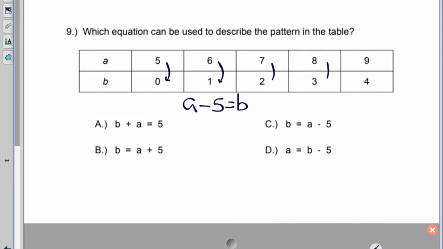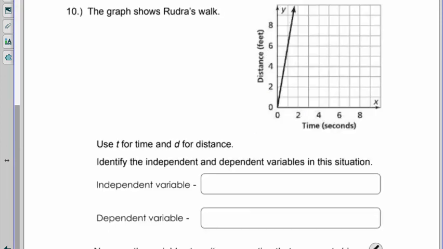That looks like it. So we have a graph of Rudra's walk, and we measured how far she went per second. And so as we look at this, we're looking for the independent and dependent variables. And on a graph, the x-axis should always be your independent variable. And in this case, it is. We knew seconds before we knew how far she would go during those seconds. So the dependent variable is distance.